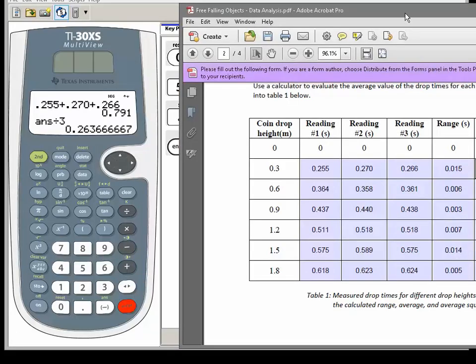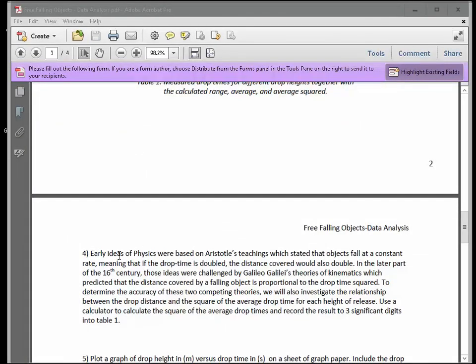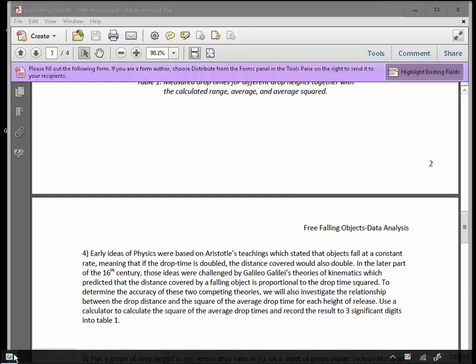I'm going to type that in here. And then I'm going to continue to calculate the rest in the same way. For part 4, we need to calculate the square of the average time values that we have calculated. To do that, we can use a calculator, and let me show you one example.